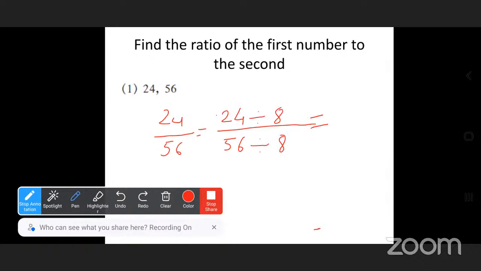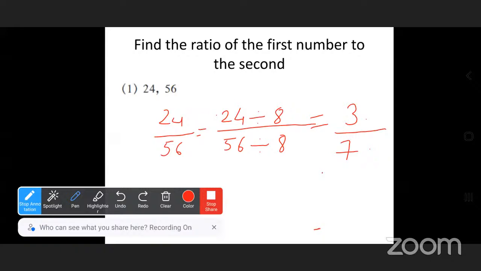Okay, so 24 comes in the table of 8, right? Tell me the table. What gives you 24? 8 3s are 24. And what gives you 56? Revise the table. 8 7s are 56. Now this is in the form of prime numbers, 3 by 7. Matlab you cannot further divide them. So this is the simplest form of the given ratio.